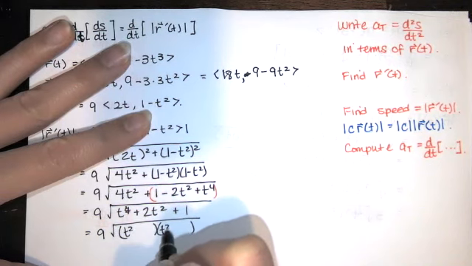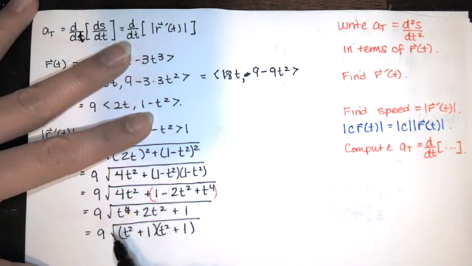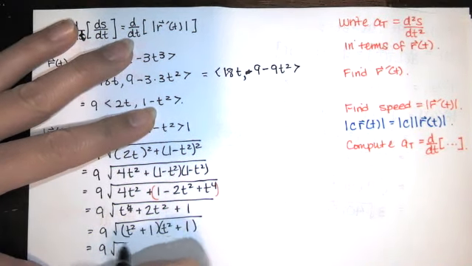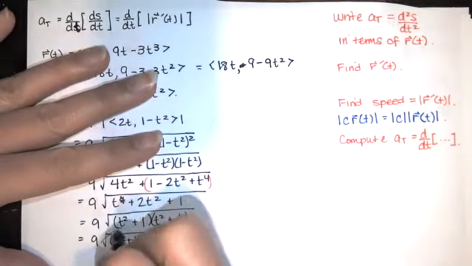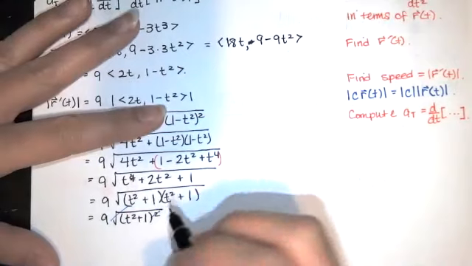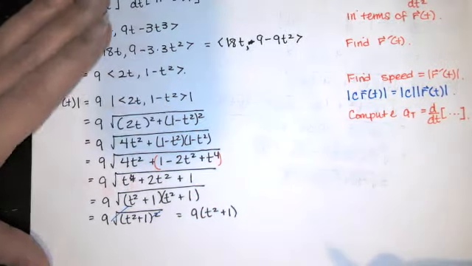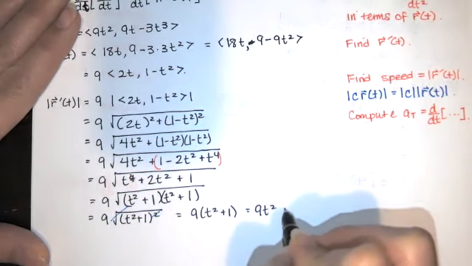Or if I put my t to the 4th first, I could write it like that. Check, first times first is t to the 4th, outer times outer and inner times inner is a positive 2t squared, and last times last is a 1. So we have this. T squared plus 1 is always positive, so the square root of something squared when that something is positive is just that something that you started with. So we just have 9 times the quantity t squared plus 1, or if you want, you could distribute that 9.